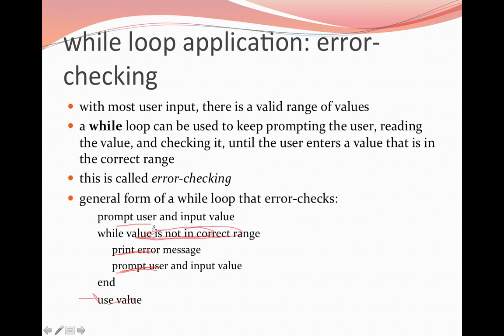Now remember that it's possible that the condition will be false to begin with, and that's actually what we hope for in this case. We prompt the user and read in a value while it's not in the correct range. So if the user typed in something that's correct right away, then we'll skip the while loop entirely and just go ahead and use the value. So that's what we hope. Prompt the user, they type in something that's correct, we go ahead and use it.